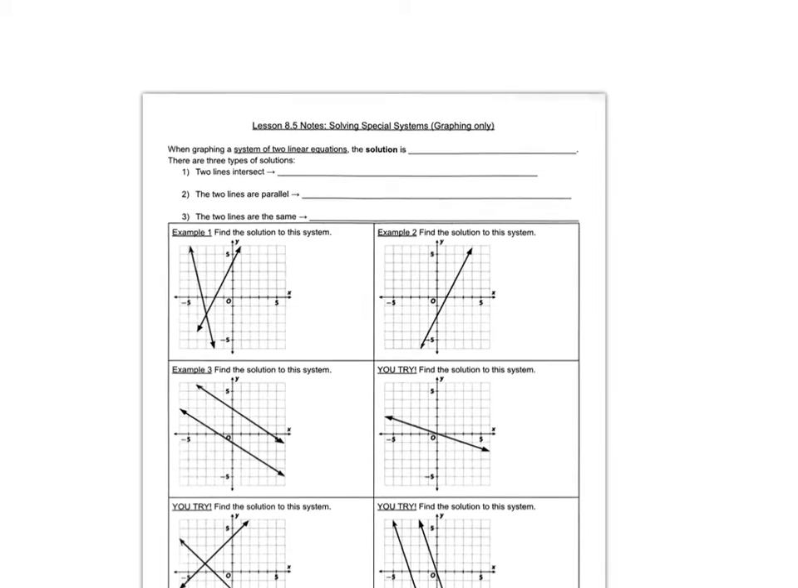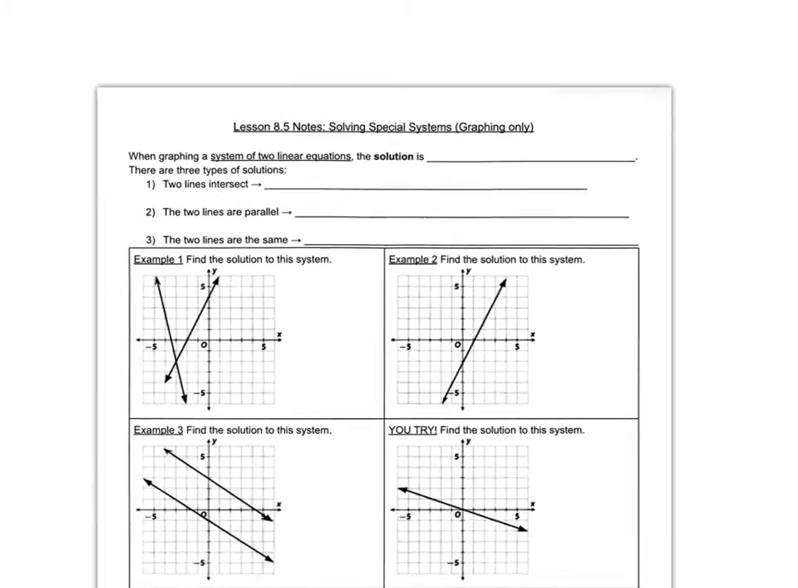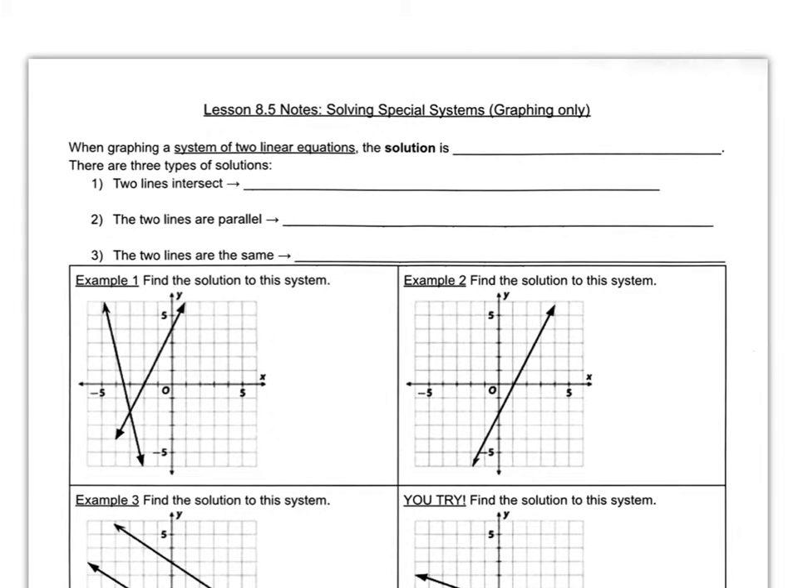Let's take a look at lesson 8.5. We're only going to focus on just the graphing part because I could ask you to solve systems using substitution and elimination. But again, we're only going to focus on the graphing because we end up with different types of solutions. So thinking back to lesson 16.1, we solve systems by graphing.